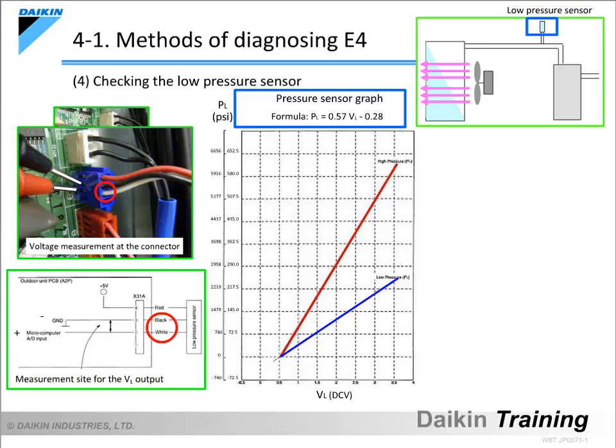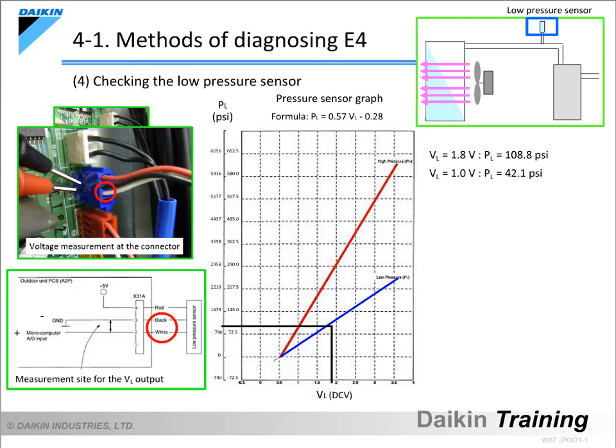Let's check the measured level using the graph. When the VL is 1.8 volts, the PL is read as 108.8 psi, and this tells us that the pressure detected by the low pressure sensor is 108.8 psi. When the VL is 1.0 volts, the PL is read as 42.1 psi, and this tells us that the pressure detected by the low pressure sensor is 42.1 psi.